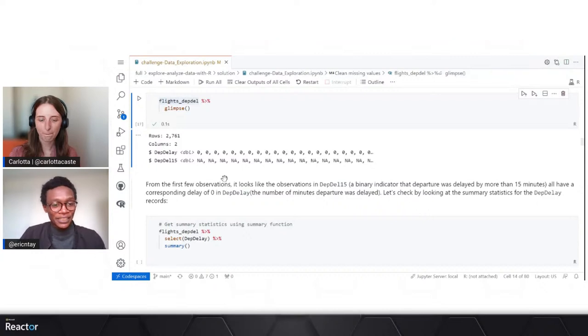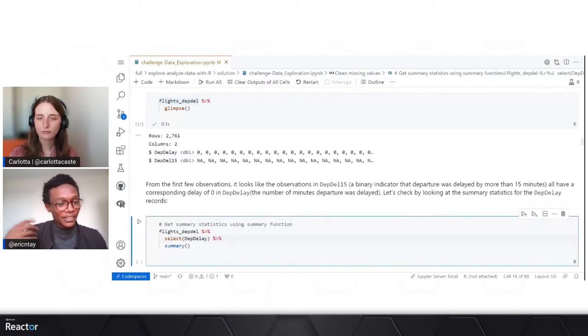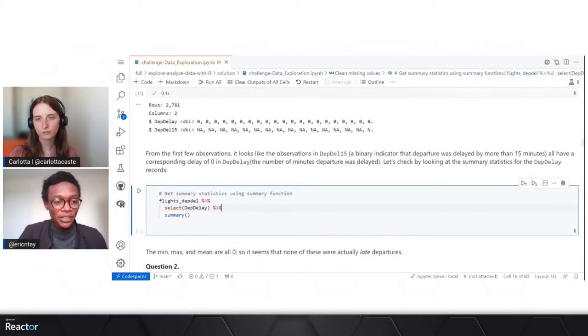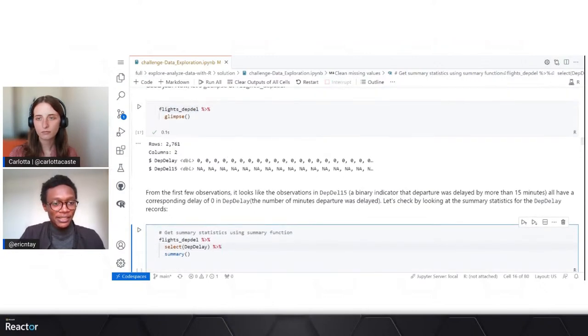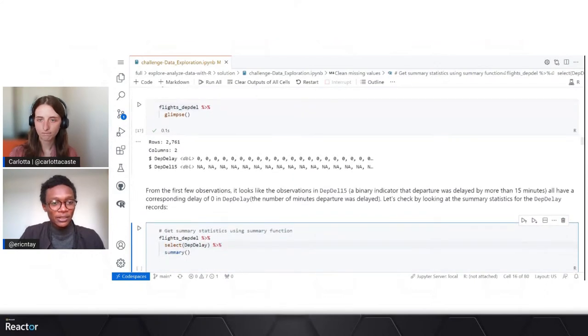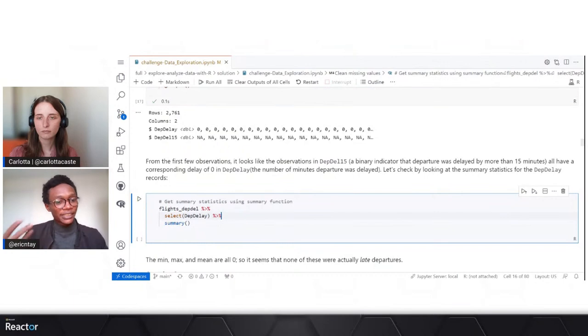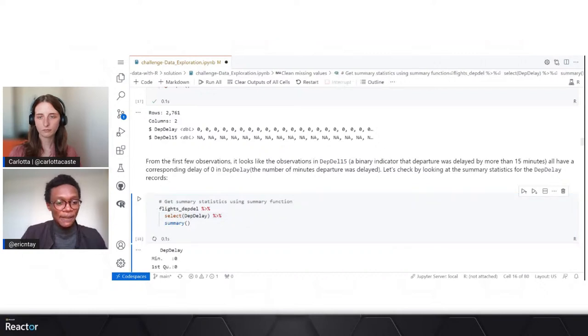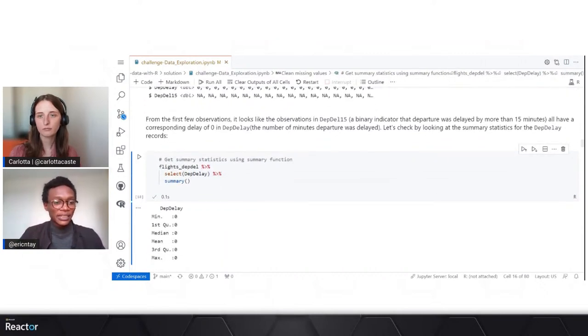So for the first few observations, you can see that the departure delay is zero while departure delay 15, which is a binary indicator, is missing. So let's see if this is common to all the observations. We can do that by taking this table called flights_dep_del, selecting the column departure delay, and then passing it to a function called summary that gives you summary statistics such as the mean, the median, the first quartile, the maximum value.